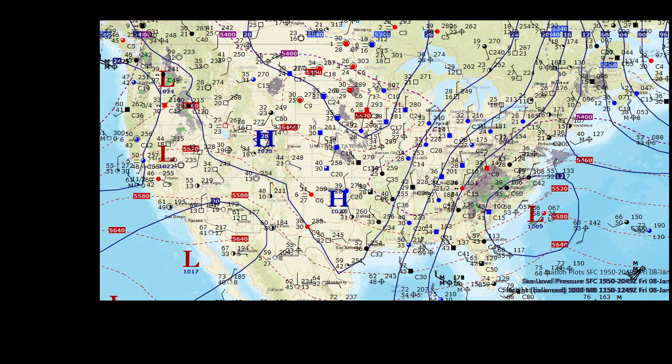So now the main thing about this thickness chart is the 540 line. It's 5,400 meters. I color that one purple. That's the mixing line. This thing curves around pretty tight. Any precipitation to the north of that 540 line is going to be snow. Any precipitation to the south of that line is going to be rain. And any precipitation along that line is going to be mixed. So it'll be rain and snow mixed.